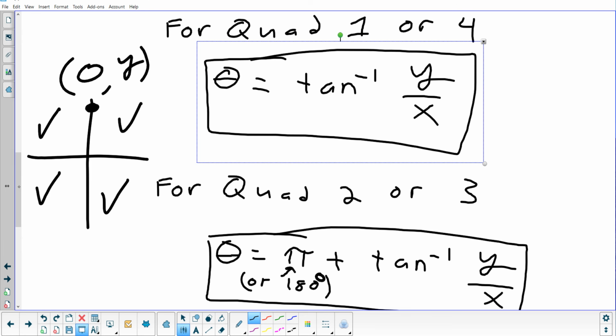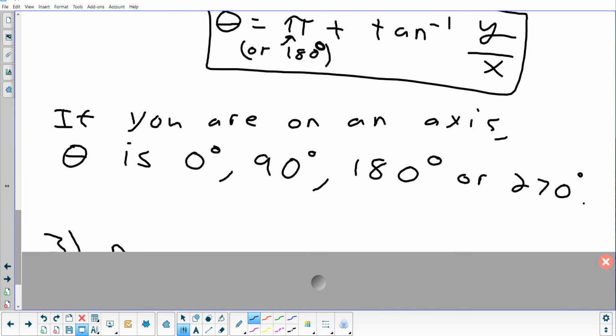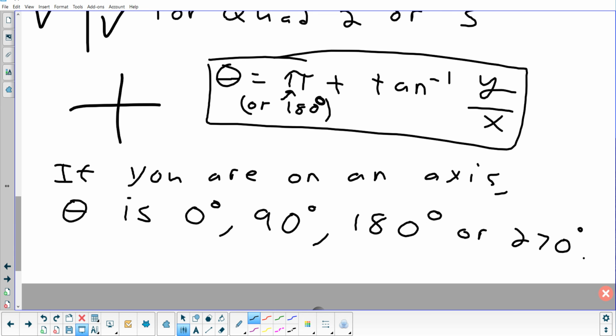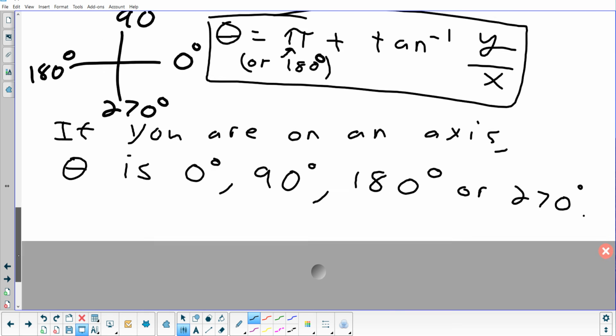So what do you do if you're on an axis? You just have to memorize it's one of those 4 answers. 0, 90, 180, 270. Just have to memorize those 4. And now it covers everything. So that's how you find your angle.